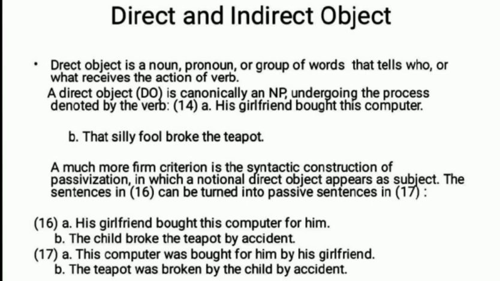Okay, let's move to direct and indirect object. A direct object is a noun, pronoun, or group of words that tells who or what receives the action of the verb. Ask what or whom to the verb to find out the direct object of the sentence. For example, in number 14, his girlfriend bought this computer.